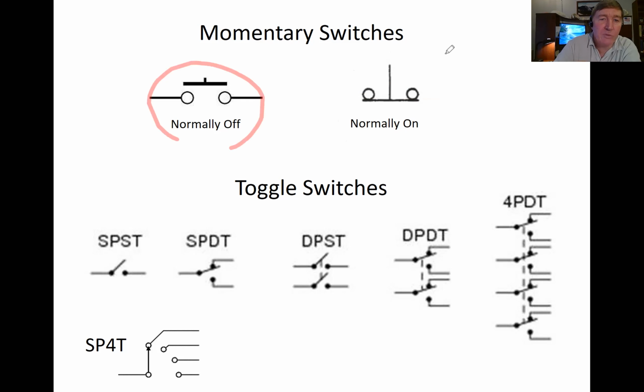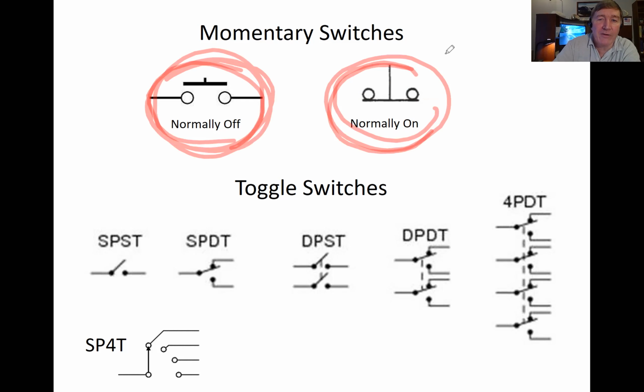So the one on the left is what we call a normally off momentary switch. And the one on the right is what we call a normally on momentary switch.